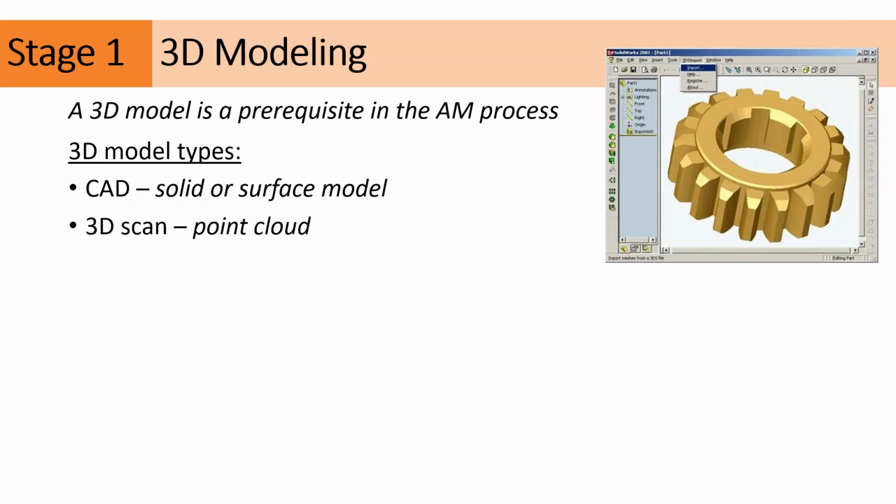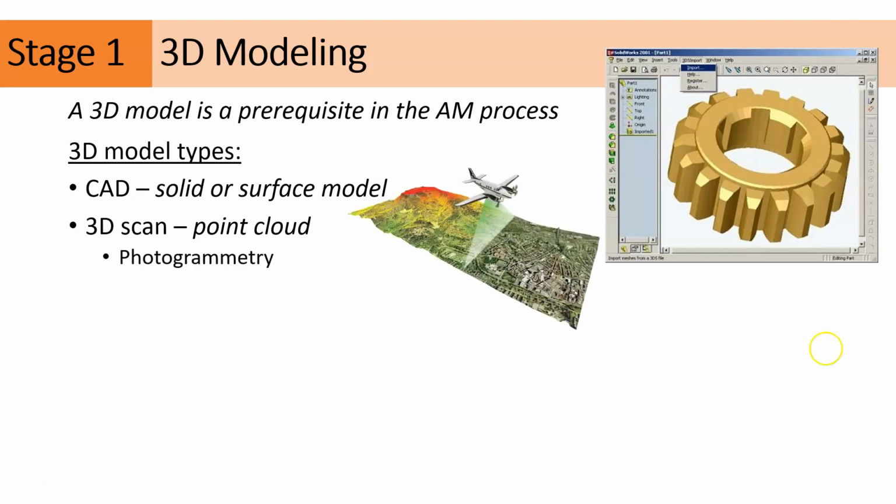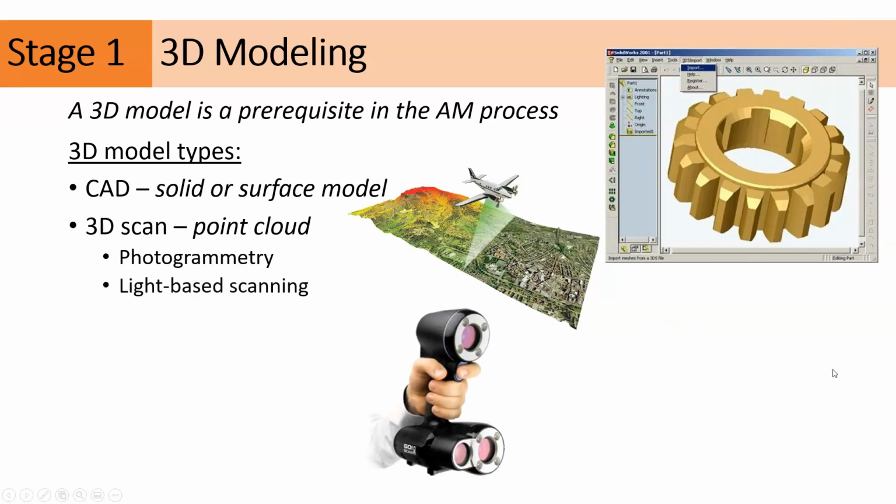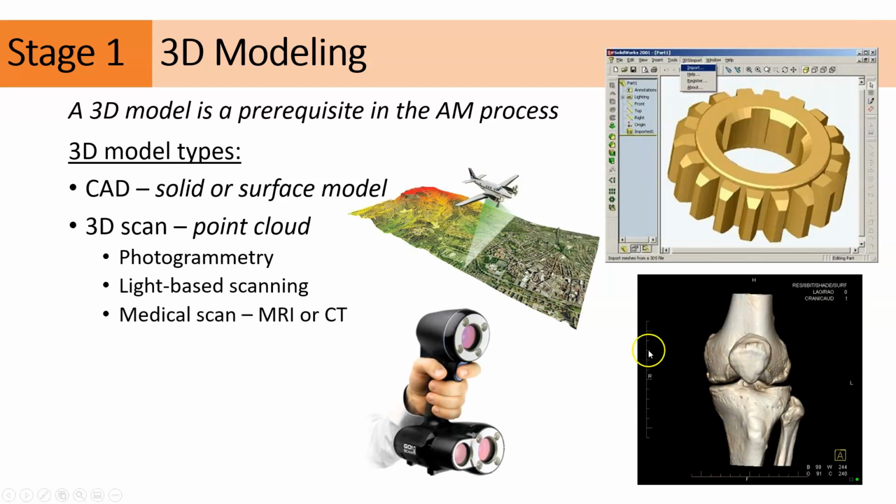We can create the 3D model from 3D scan data. All right, from a point cloud. Cloud meaning a 3-dimensional shape. We still need a 3D model, by the way. We can't do anything with 2D models. This 3D scan can be done with photogrammetry, light-based scanning systems. It can also be done with a medical scan, either an MRI or a CT scan. Will prepare 3-dimensional models that can be then sent to a 3D printer.